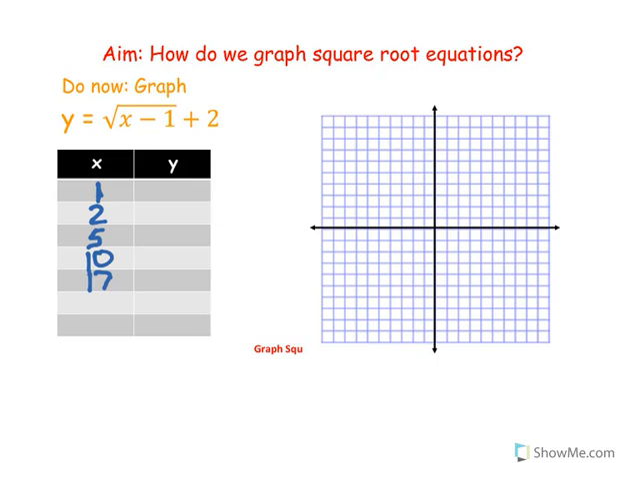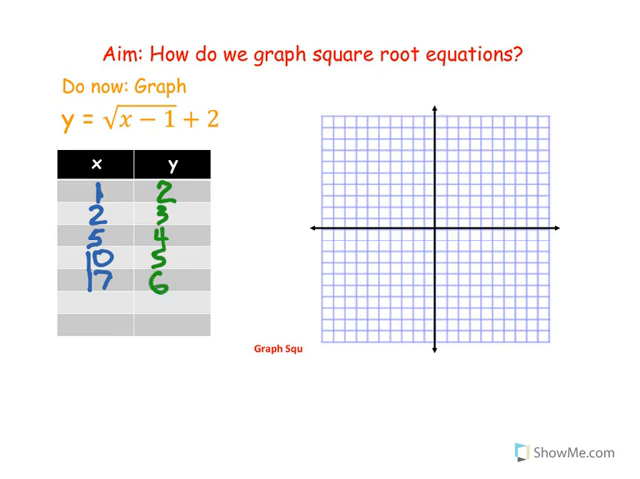So when I substitute 1, I get the square root of 1 minus 0, which is the square root of 0, which is 0, plus 2. 2 minus 1 is 1, square root of 1 is 1, plus 2 is 3. And again, guys, you're pulling these right from your calculator. 5 minus 1 is 4, radical 4 is 2, plus 2 is 4. 10 minus 1 is 9, radical 9 is 3, plus 2 is 5. And 17 minus 1 is 16, square root is 4, plus 2 is 6.